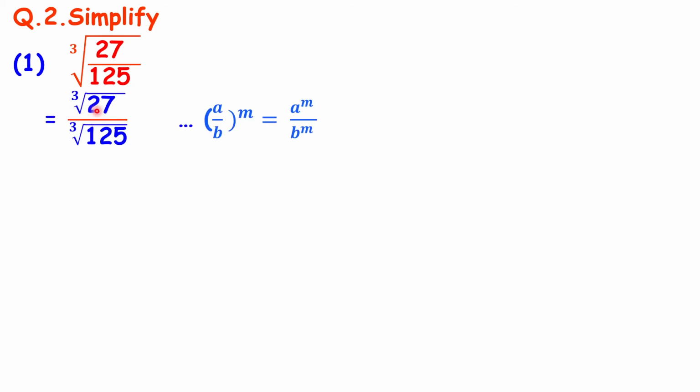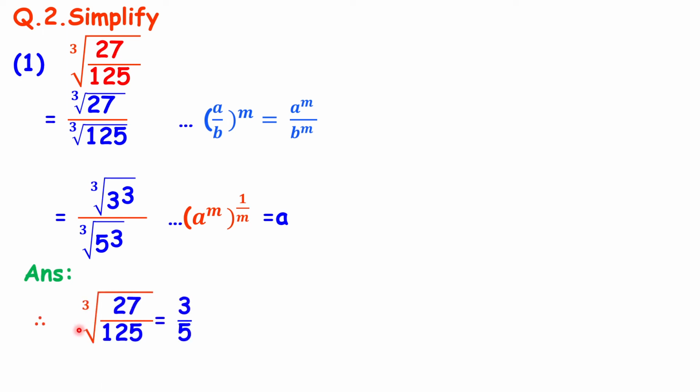Here, by the rule of indices, we can write a cube root sign separately. (a upon b) raised to 1 upon m is equal to a raised to 1 upon m upon b raised to 1 upon m. Here cube root of 27 upon cube root of 125. We write 27 is the cube of 3 and 125 is the cube of 5. By rule of indices, (a raised to m) raised to 1 upon m is equal to a. So the answer is cube root of 27 upon 125 is equal to 3 upon 5.